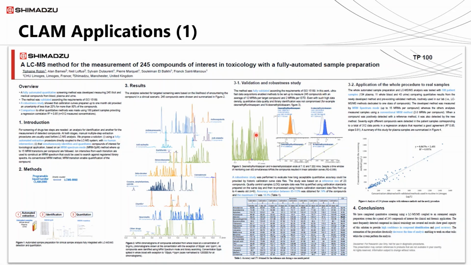As CLAM is suitable to handle different body fluid, many applications which were developed on conventional LCMS have been transferred to CLAM. This application basically talks about measurement of 245 illicit drugs and medical compounds from blood, plasma, and urine. This automated method gives high confidence in compound identification as well as it gives very good accuracy. CLAM automation decreases the time required for the analysis by overlapping sample preparation with data acquisition. This enables users to work on other important tasks.